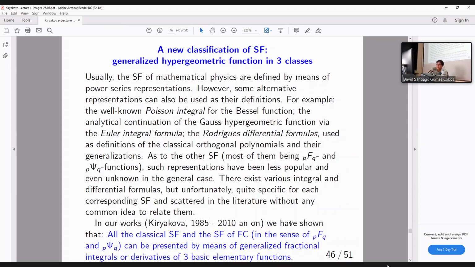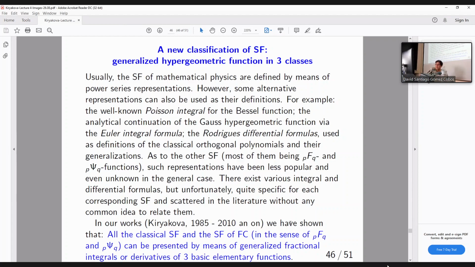Well, you know that special functions can be defined not only by power series, but some other representations can be used. For example, for the Bessel functions, the Poisson integral by means of cosine can also be used to define the Bessel function. The Gauss function, which is defined correctly by power series only inside the unit disk, can have its extension outside by the Euler integral formula. And this integral representation can also be used as a definition.